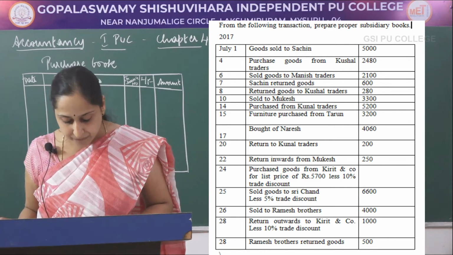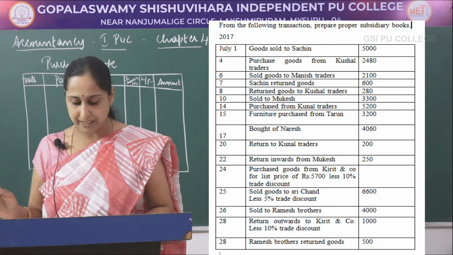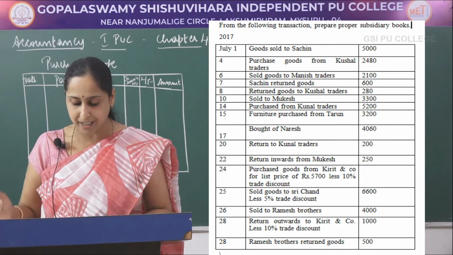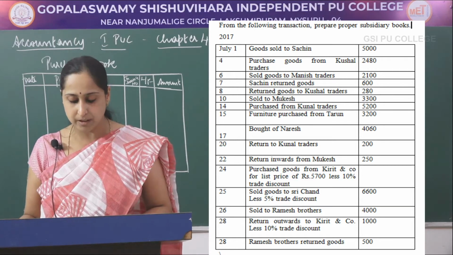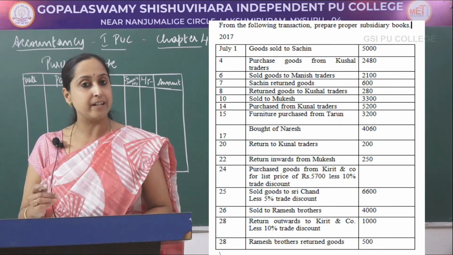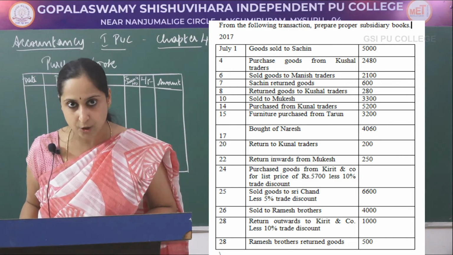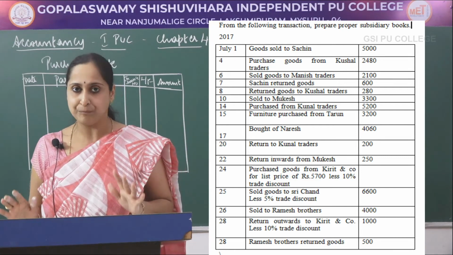On 28th, return outwards to Kirit and Company less 10% trade discount. We had purchased goods from Kirit and Company. Now we are returning, means this is purchase return. On 28th, Ramesh Brothers return goods. We had sold goods to Ramesh Brothers on 26th. Now they are returning, means this is sales return. Now we have to record this transaction in sales return book. So this is the problem.